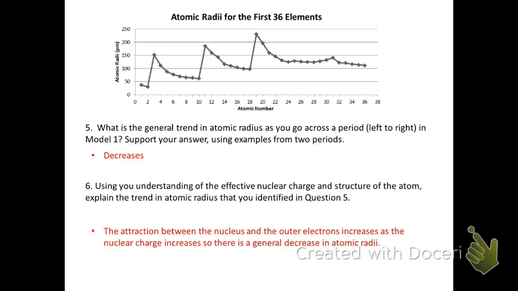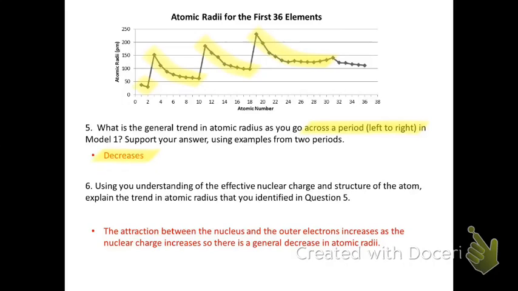What about going across from left to right? What happens as you move across the periodic table? Well, if you look closely within a period, here's period 1, period 2, period 3, period 4. Generally, as you go across a period, there seems to be a decrease in the radius. It's getting smaller.